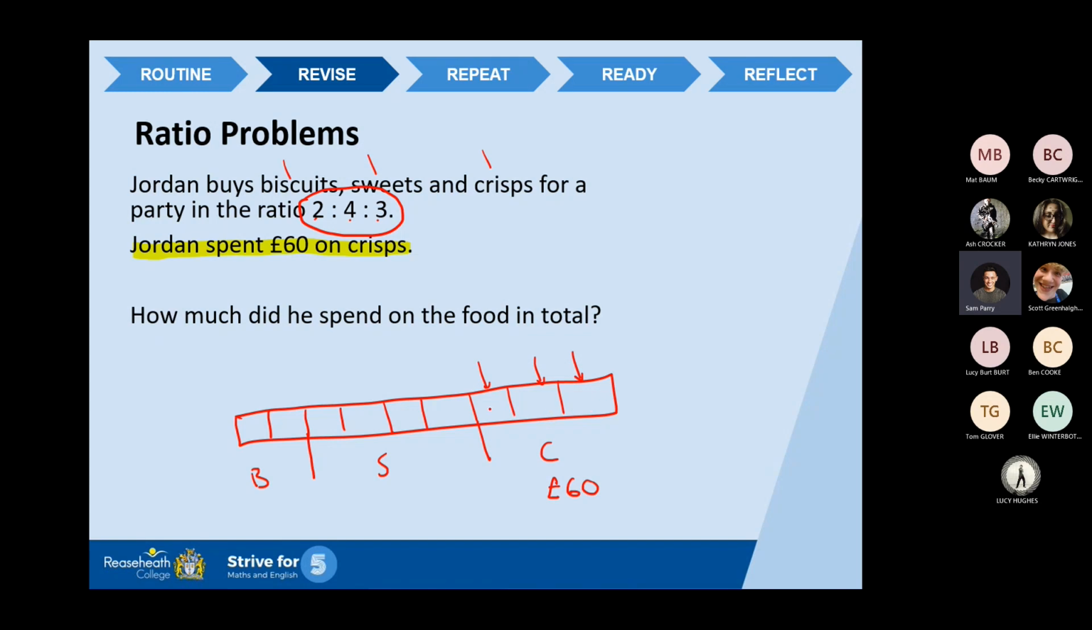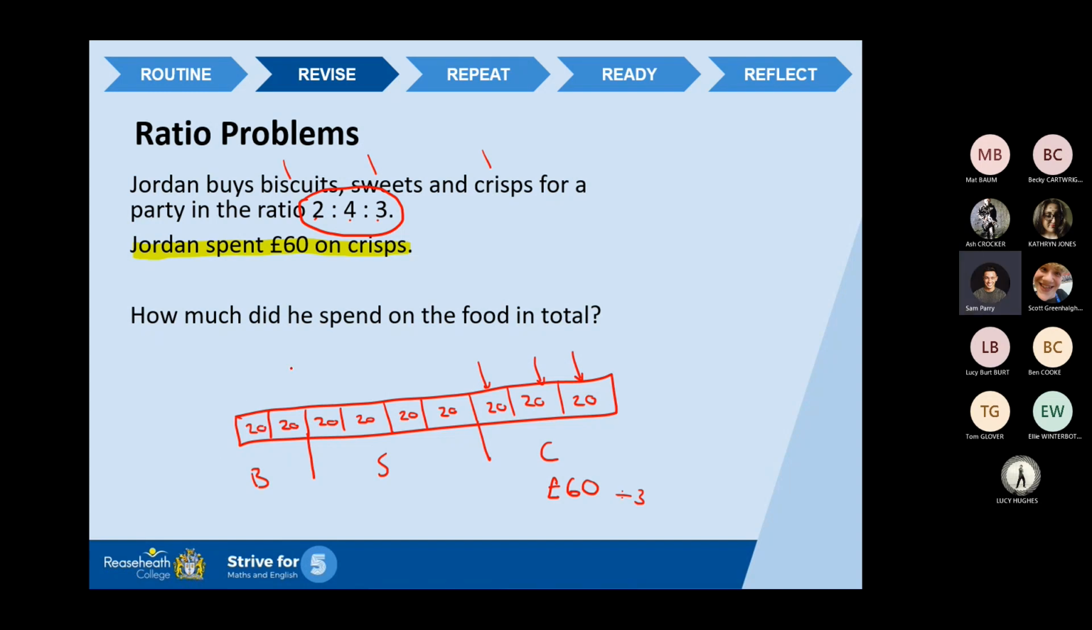Can we agree on that? Yeah, those 3 boxes there. So I need to do £60 divided by 3, which tells me in each box there should be £20. Now, like I just said, what goes in one box goes in all of them, like so.